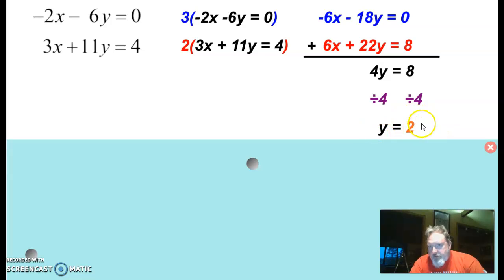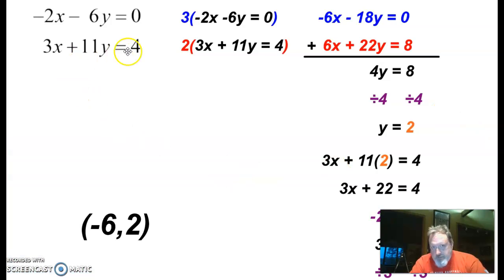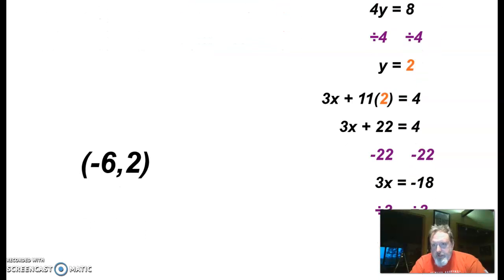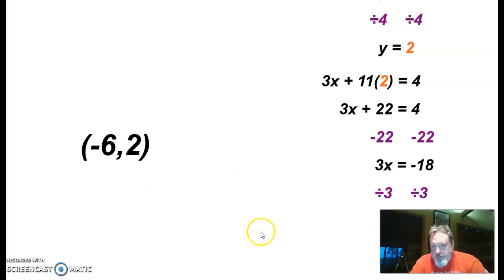Now that I know y is 2, I can plug it into either one of these equations. It doesn't matter. I just plugged it into the bottom one here. And so I plugged 2 in for y. 11 times 2 is 22. Subtract 22 from both sides. And I get down to 3x there. And then I divide by negative 3. And then what you'll see is that x is going to equal negative 6.